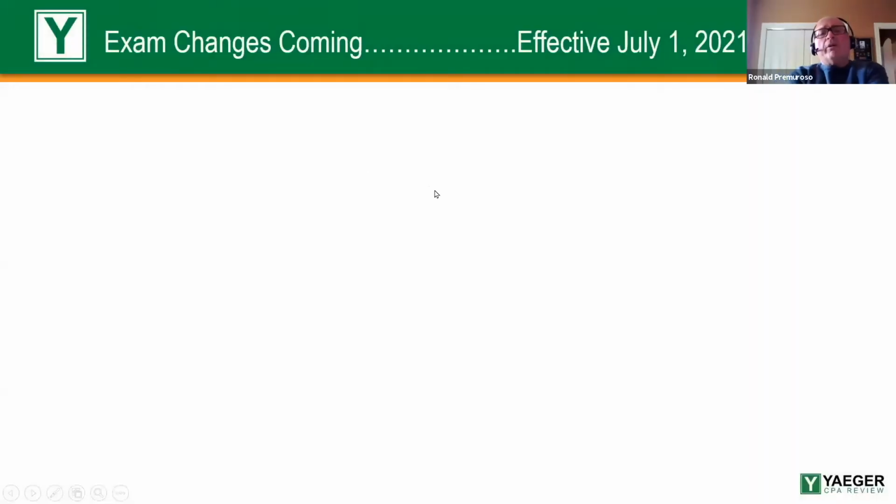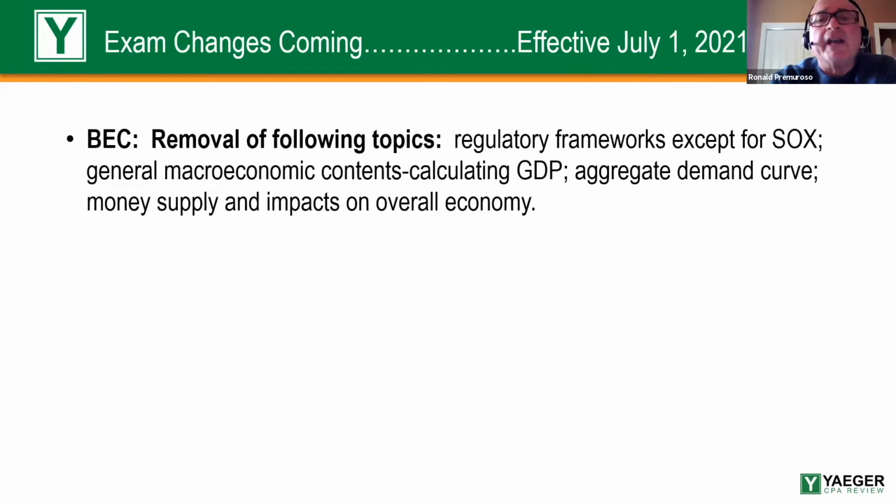Okay, Phil. So we're addressing specifically here BEC and auditing, as Phil just mentioned. There are a substantial number of changes to both parts of this exam effective July 1. On my screen, we've summarized it for you. The good news is there's a removal of the following topics. Regulatory frameworks except for SOX, because remember, this is BEC, so management is responsible, especially publicly listed companies, for compliance with SOX. All of the other frameworks that were in BEC before have been deleted.